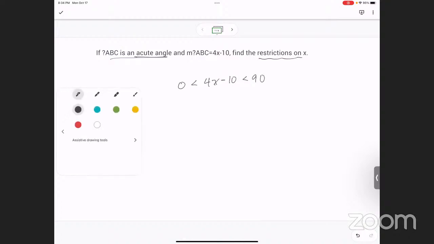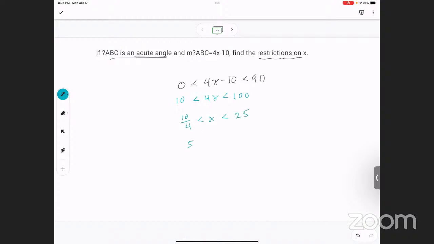So we're going to solve this compound inequality, add 10 to all three sides. And now divide by 4. So 10 fourths and 25. So 10 fourths is 5 halves. X is between 5 halves and 25.